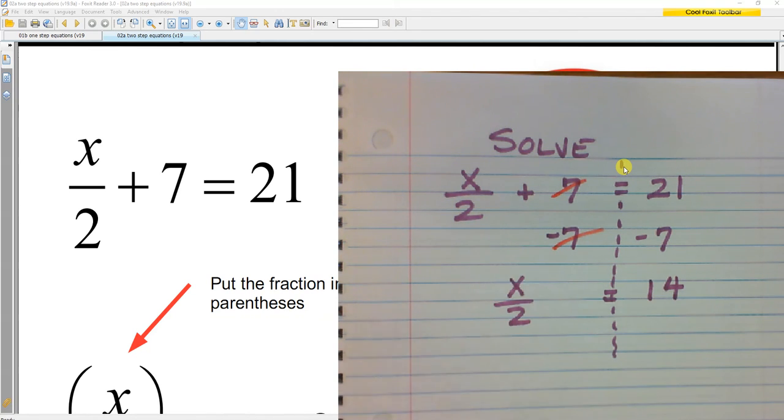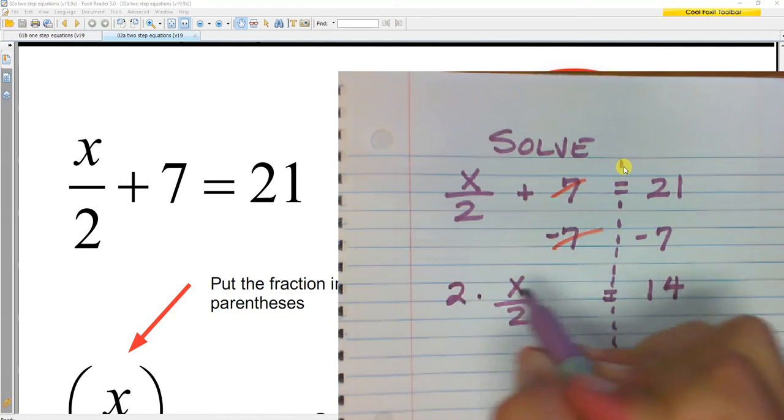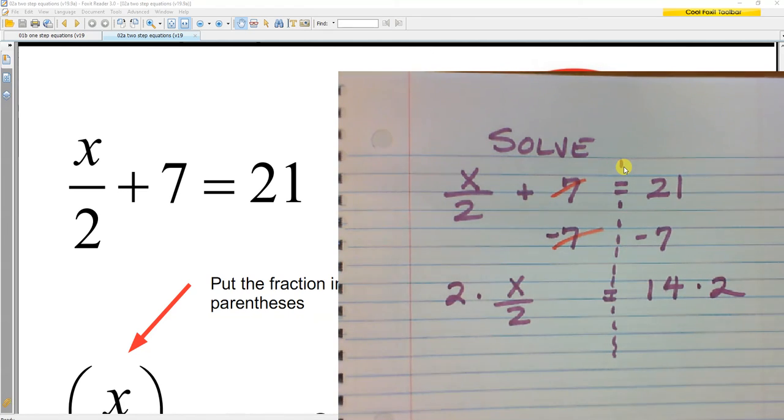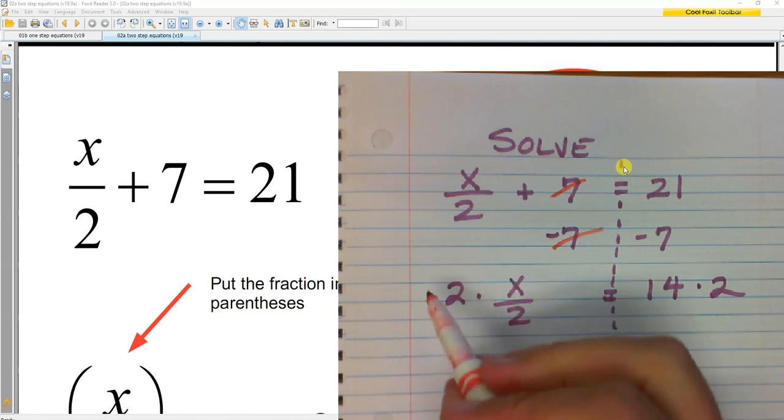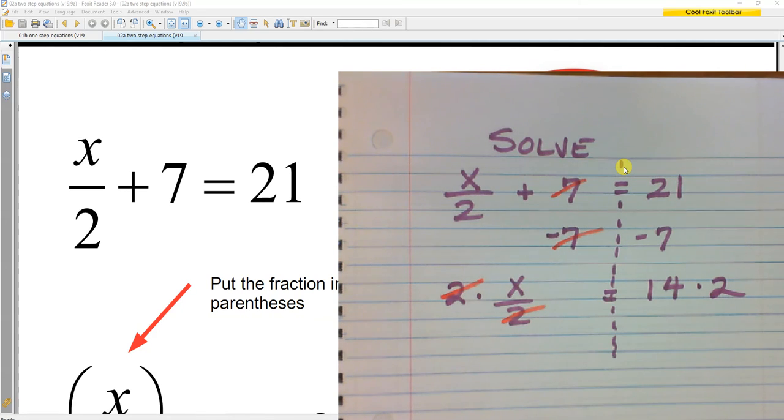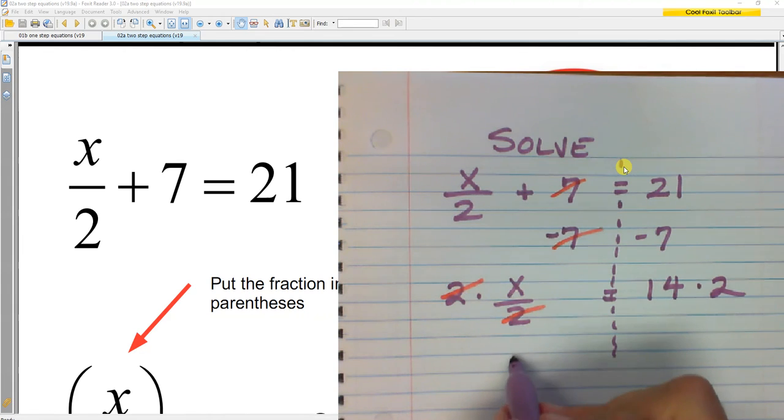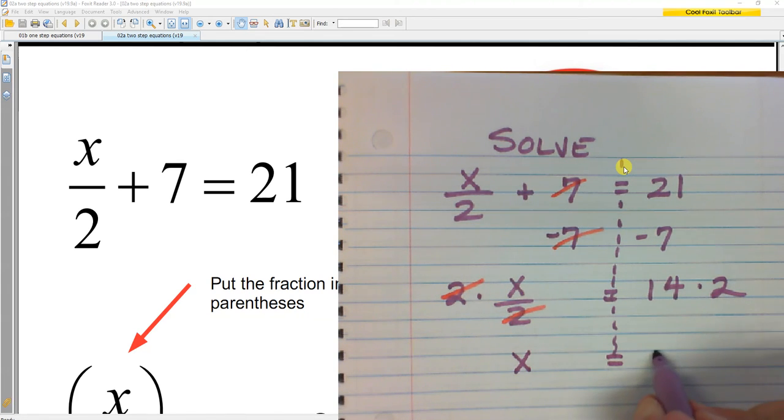Who is the variable? X. Who is bugging the x? 2. What is the 2 trying to do? Divide. How do I fight division? Multiplication. What would you like to do? Multiply both sides by 2. Red marker of death and destruction. X equals 28.